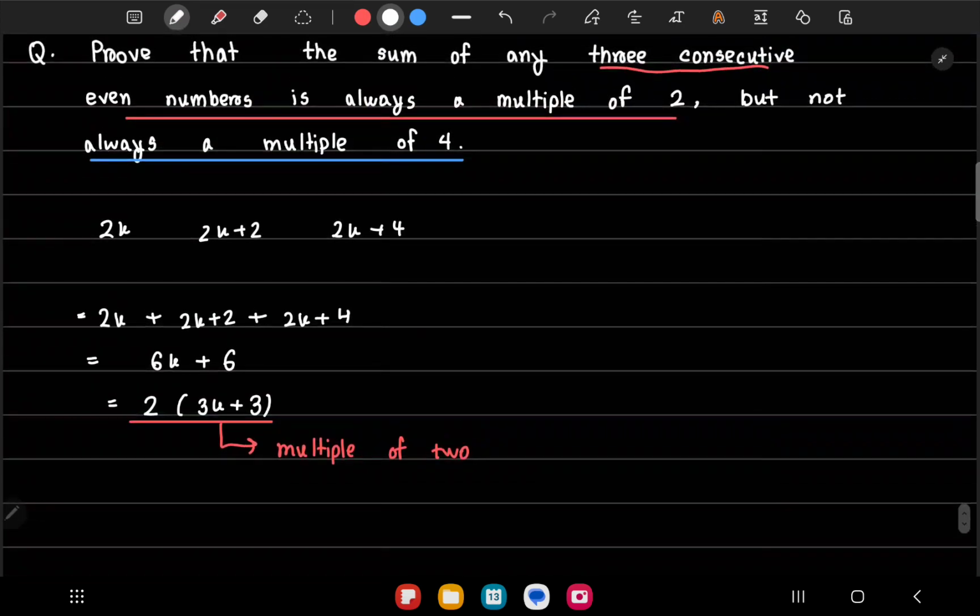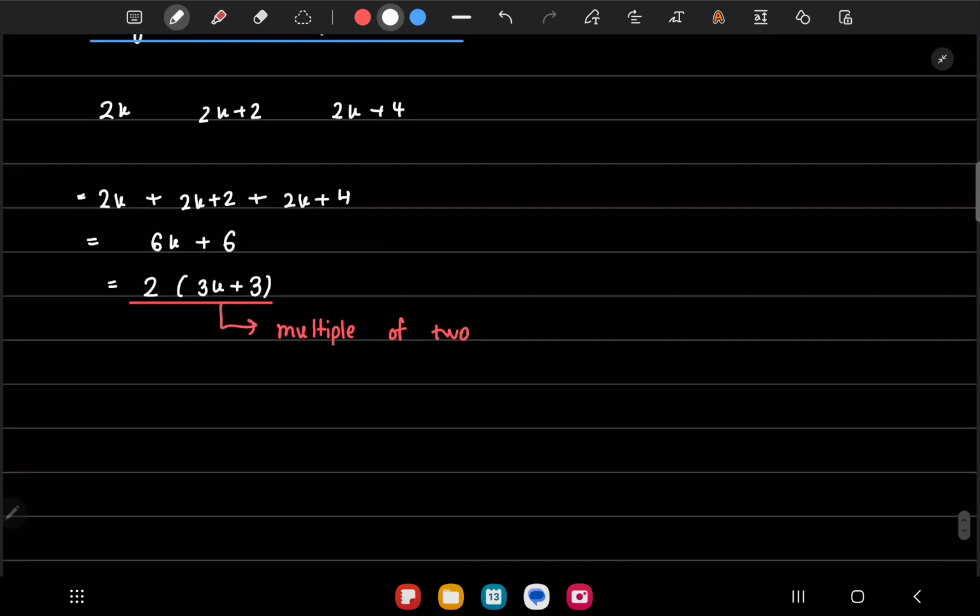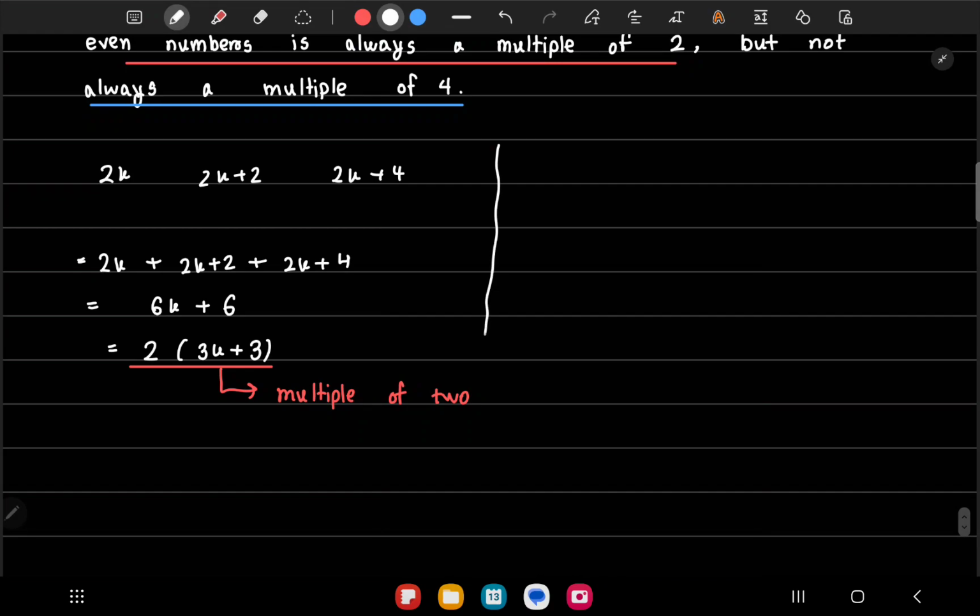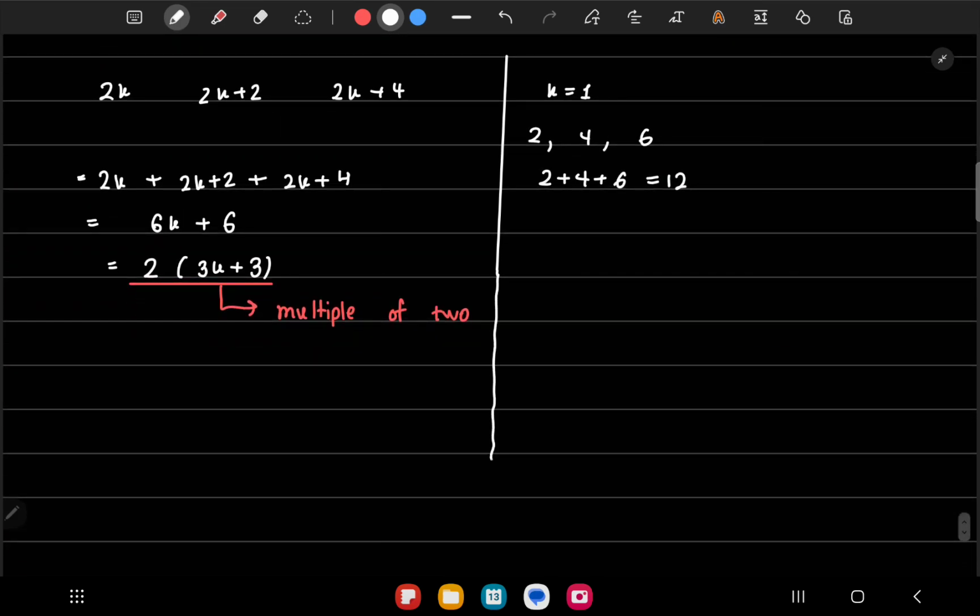Now we have to show that it's not always a multiple of 4. Now for this I'll have to find a counter example. For finding a counter example, there isn't a trick, we just have to do it manually. If I consider k is equal to 1, we get 2, 4 and 6. If I add them together, 2 plus 4 plus 6 is 12. This is a multiple of 4, so this isn't our counter example. We have to find something else.